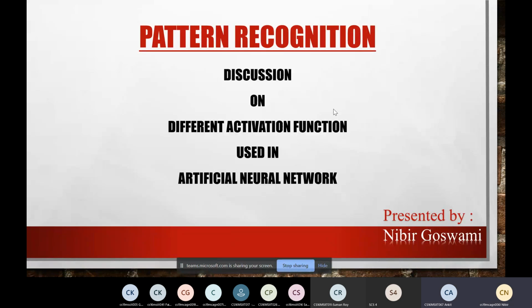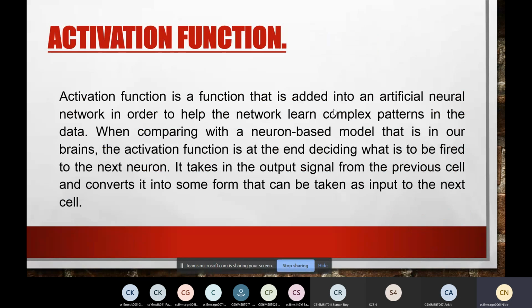So good afternoon, everyone. I am Nivir Goswami, and today I will discuss different activation functions used in artificial neural networks. So at first, what is an activation function? It is a function that is added into an artificial neural network in order to help the network learn complex patterns in the data. When comparing with a neuron-based model in our brains, the activation function is at the end deciding what is to be fired to the next neuron.